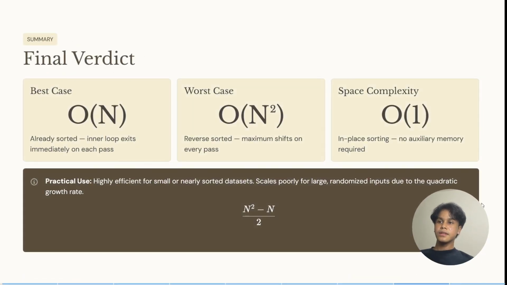To conclude, the worst case time complexity of iterative insertion sort is O(n^2), while it has a highly efficient O(n) best case and requires O(1) extra space. The quadratic O(n^2) growth rate makes it inefficient for large and randomized datasets. That concludes all of my analysis, and thank you for watching.